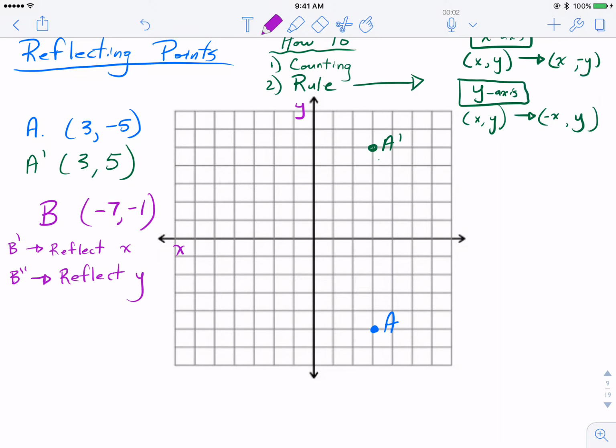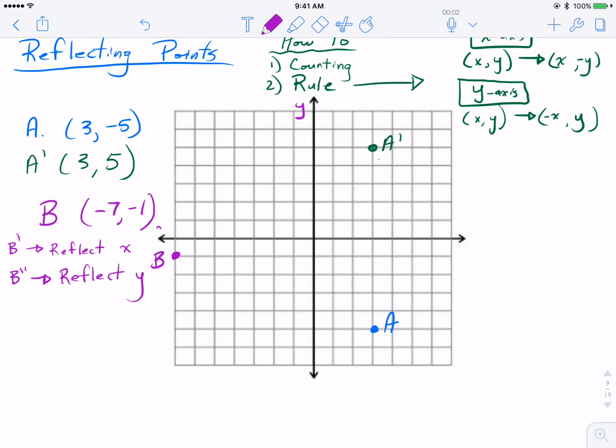(-7, -1). I'm going to start at the origin. Go over to -7, so 7 to the left. 1, 2, 3, 4, 5, 6, 7. Then -1. My x is in the way here. Once again, plotting coordinates: remember, your x value first, left or right, your y value second, up or down. So (-7, -1). So reflecting it over the x-axis, counting would be very simple here.